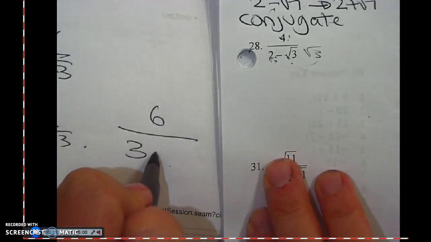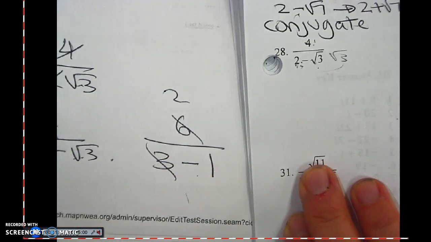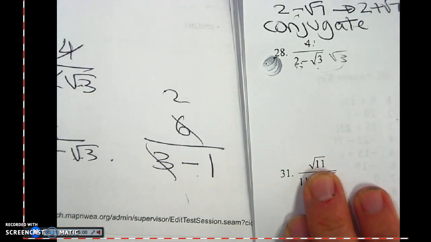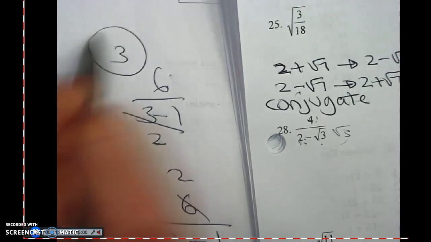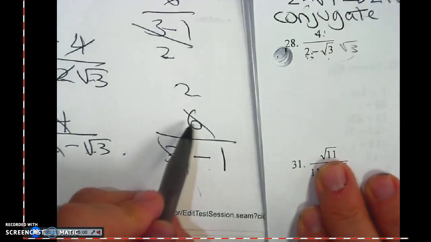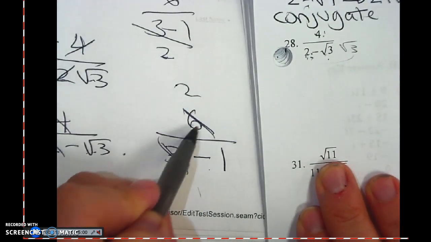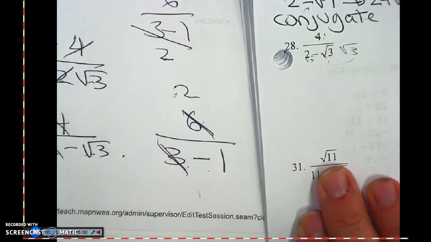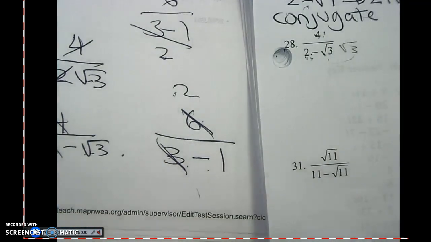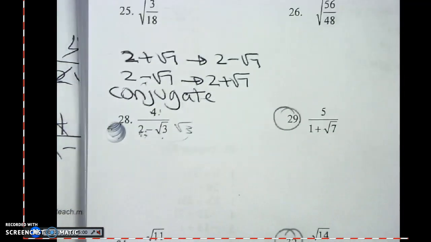And what I want you to see is if I had 6 over 3 minus 1. If I just went like this, it's not the same answer. Because if I had 6 over 3 minus 1, 3 minus 1 is 2, 6 divided by 2 is 3. But if you subtracted or divided here, 6 divided by 3 is 2, and 2 over negative 1 is negative 2. The answers won't be the same. Okay? So, let's go back.